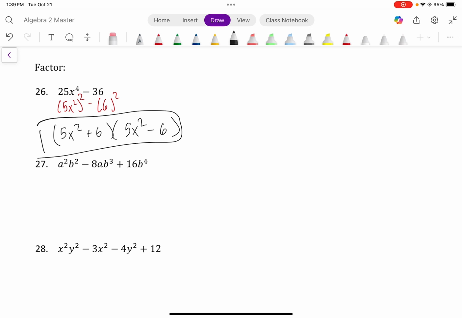The one plus and one minus makes sure the middle terms cancel each other out, because if I do outside times outside, that's negative 30x squared, and inside times inside is a positive 30x squared. They add up to 0.